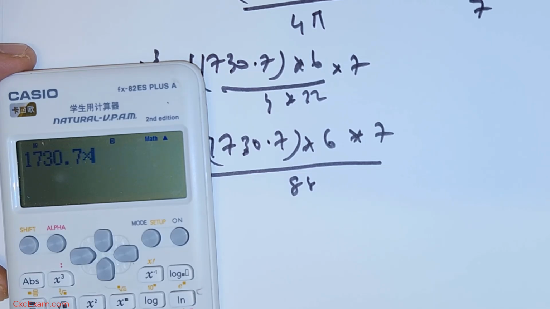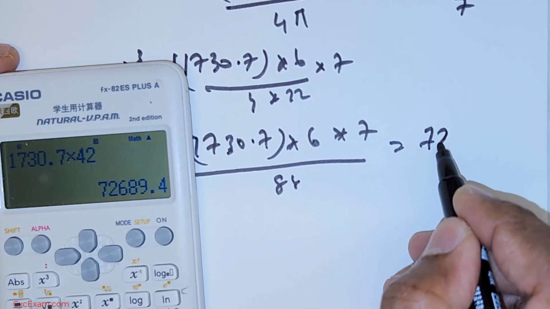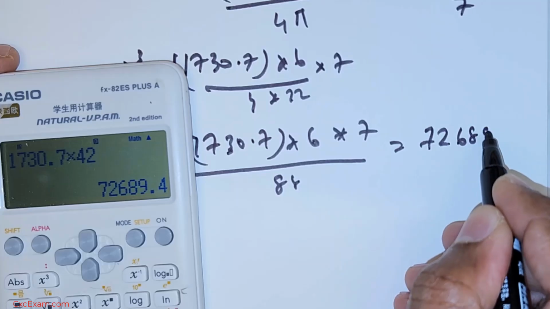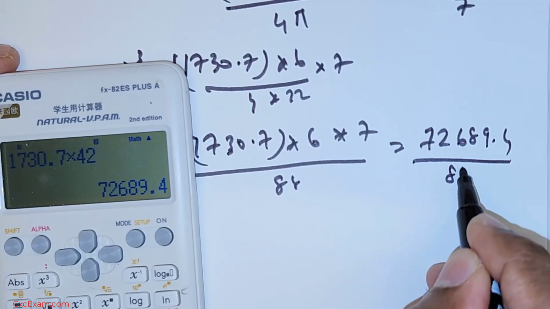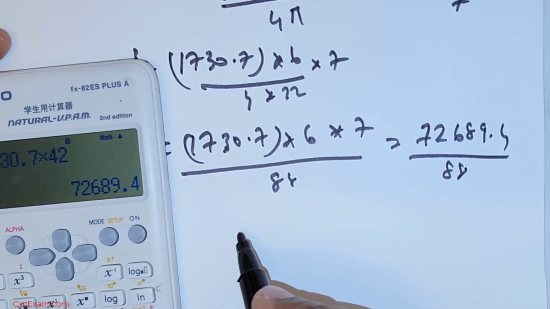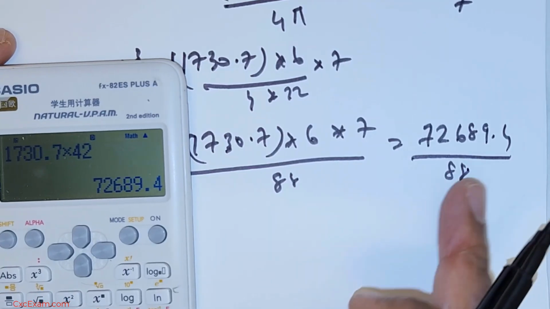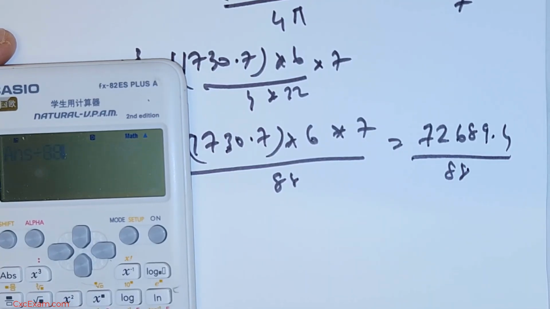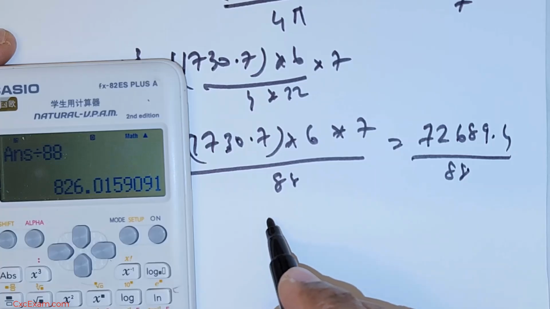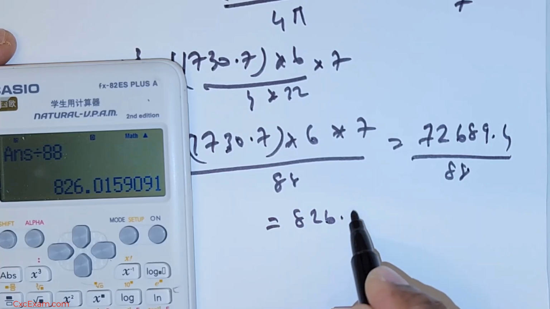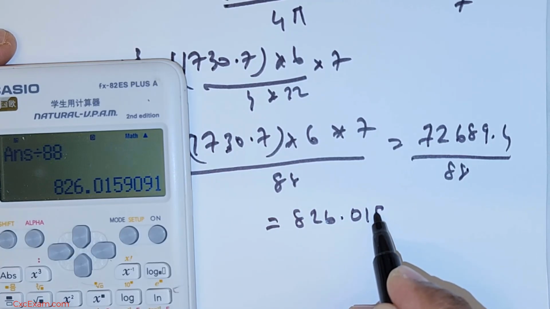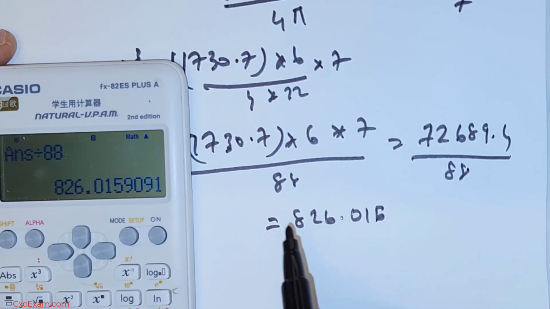1730.7 multiplied with 6 times 7 is 42. Okay, so this is giving me a value of 72689.4 divided by 88. Now let me divide this number by 88. So that is giving me a value of 826.01. I'm going to take it as 6.